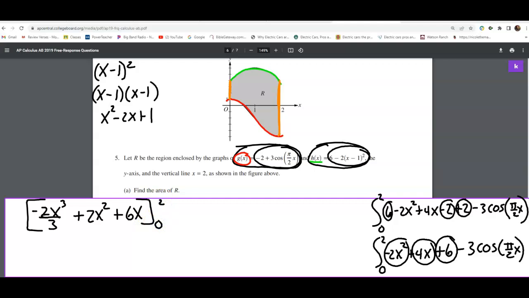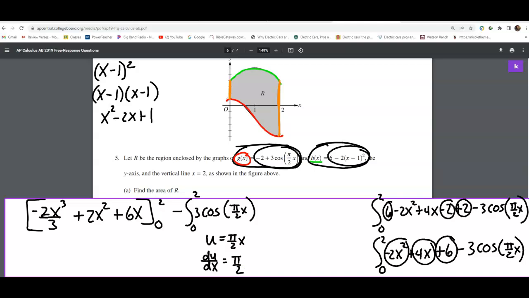But what I haven't taken care of yet is this part here. We still need to integrate this. Okay? So how do we do that? Well, to integrate this, we're going to have to do some kind of a u substitution. So it's going to be u equals pi over 2 x. Take our derivative, which is just pi over 2.